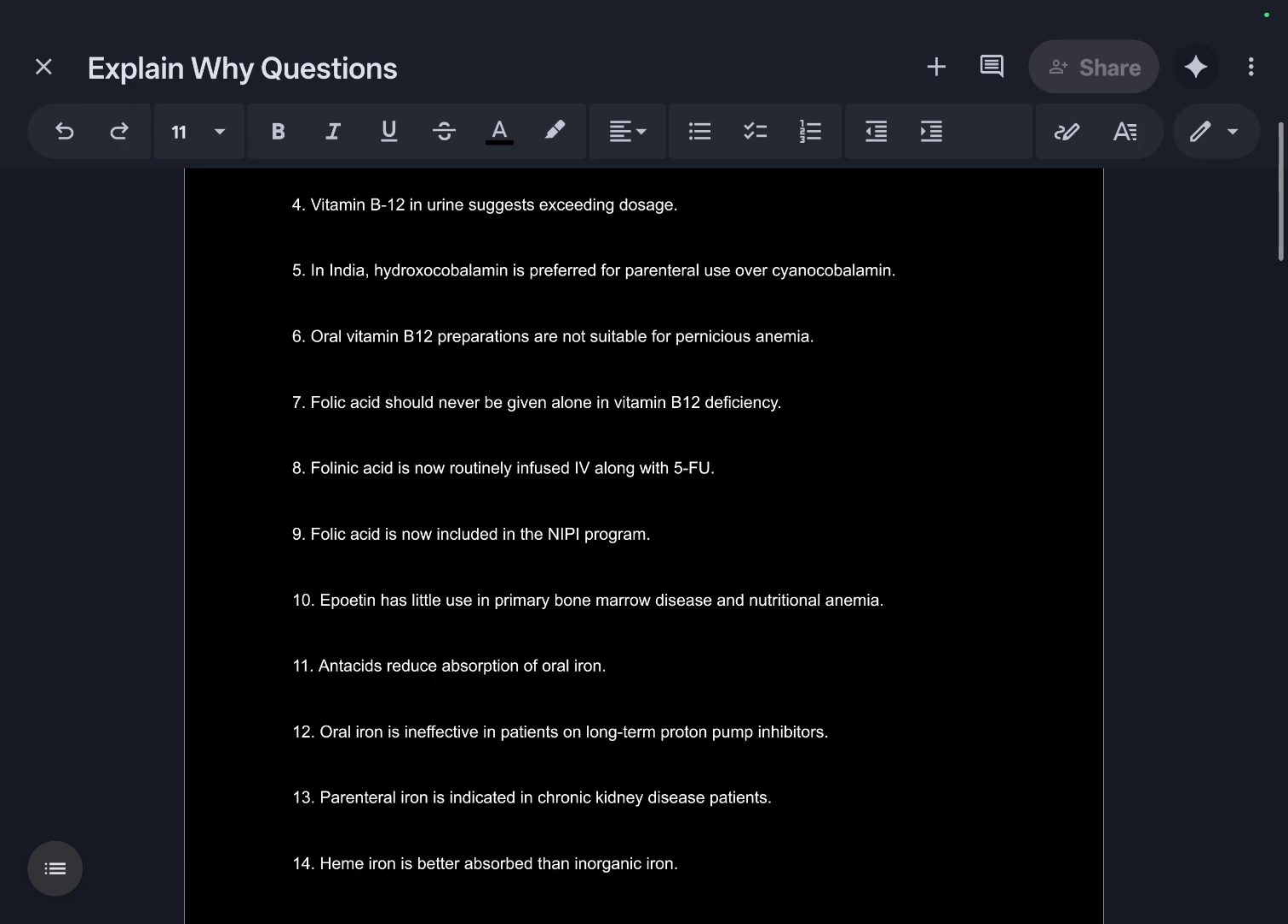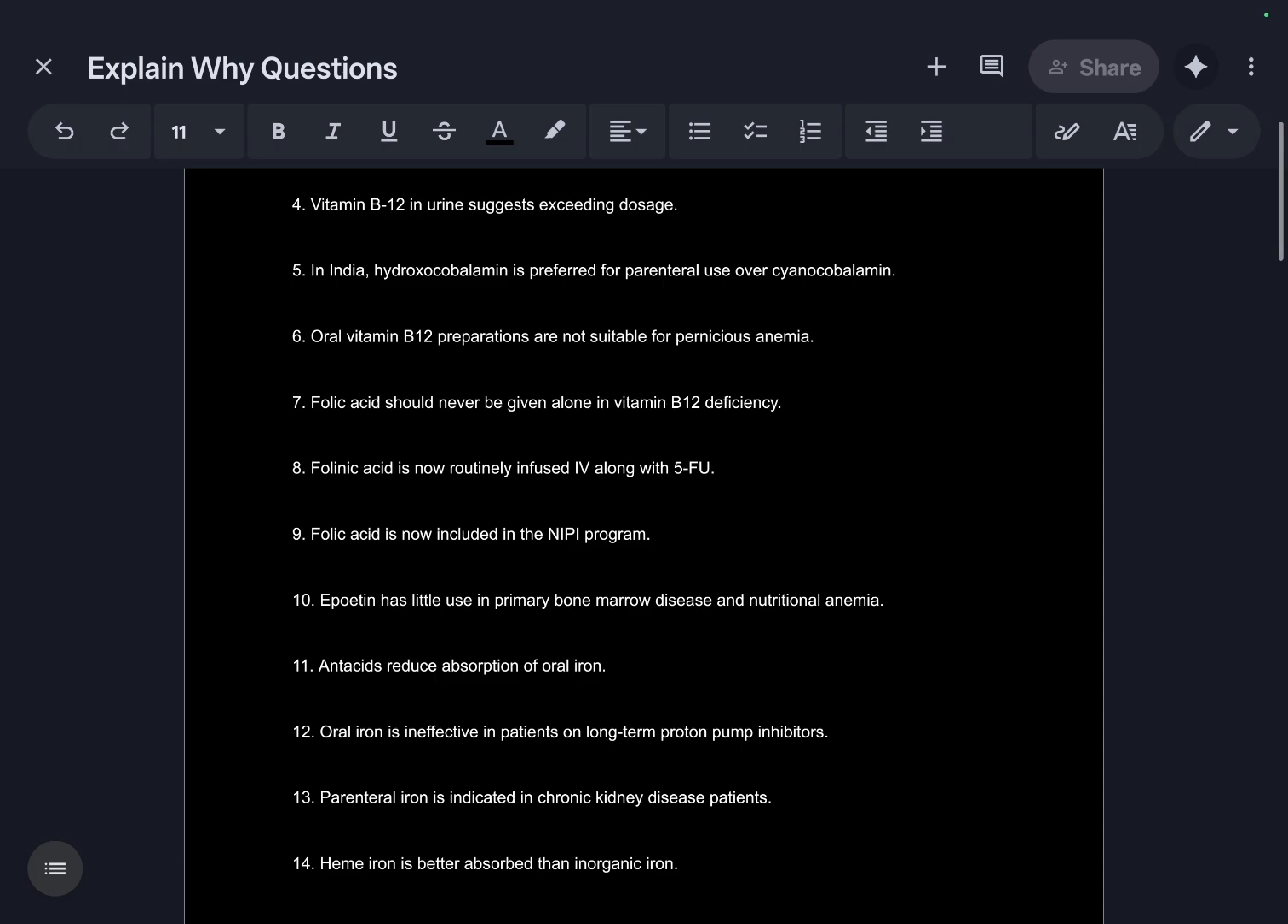So what happens in primary bone marrow disease? In primary bone marrow disease, the factory is broken. There is no power supply, and in nutritional anemia, there are no raw materials. So even if you administer epoetin, it will be of no use. So in case of nutritional anemia and primary bone marrow disease, it is of no use or little use. So when is it useful? Epoetin is primarily reserved for chronic kidney disease, when the bone marrow nutrients are normal but the kidney is failing to produce endogenous erythropoietin. Then it is useful.